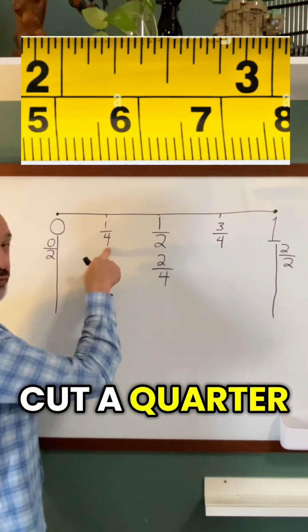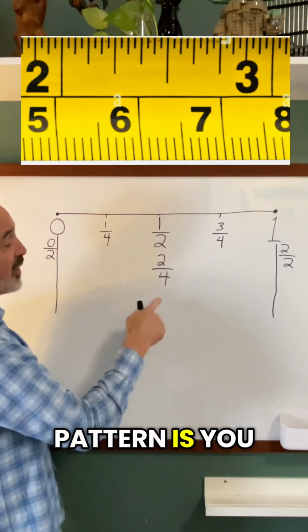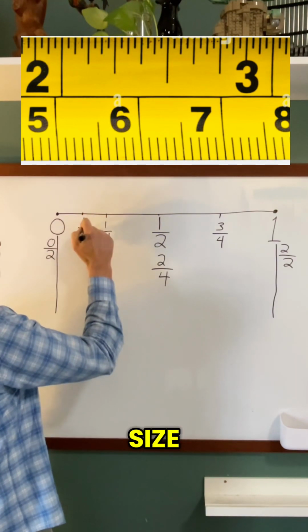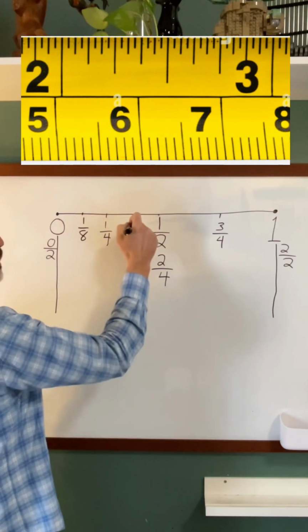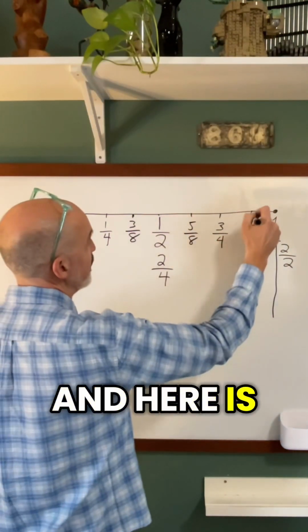Now, when you cut a 1/4 in half, it becomes 1/8. That's right, the pattern is you multiply by 2 to make a piece half the size. So here's 1/8, here's 3/8, here's 5/8, and here is 7/8.